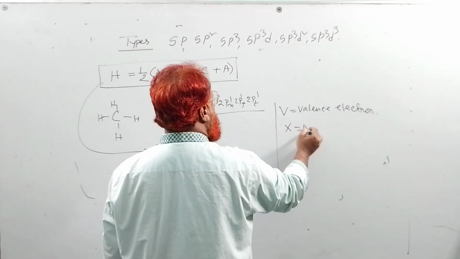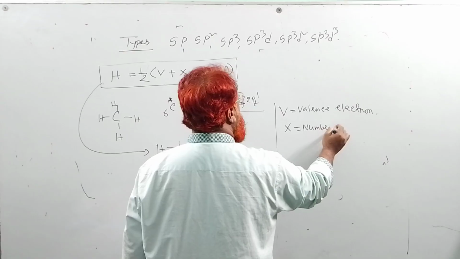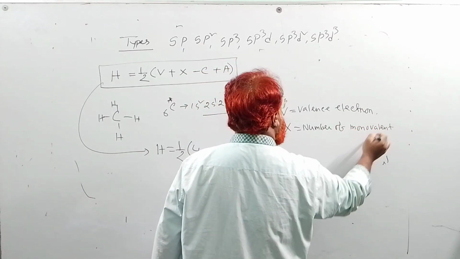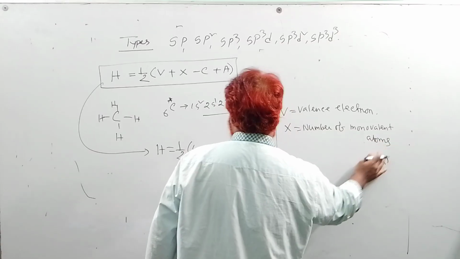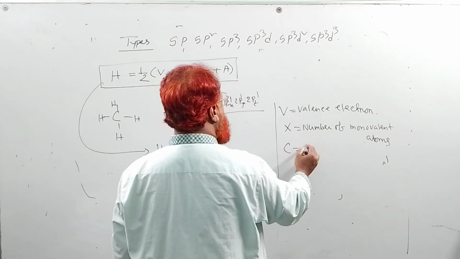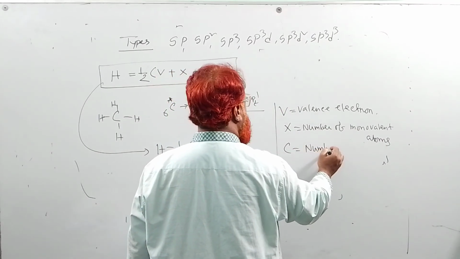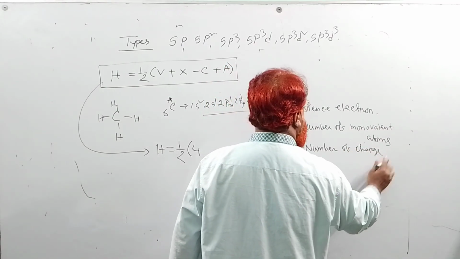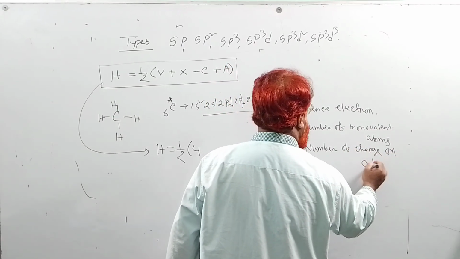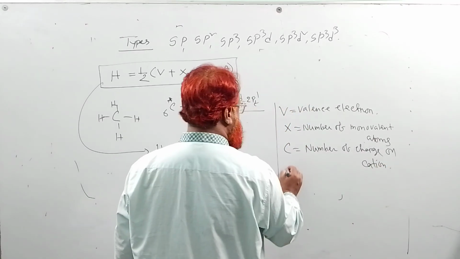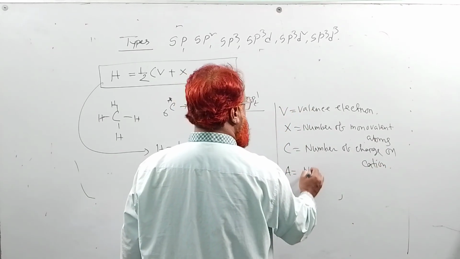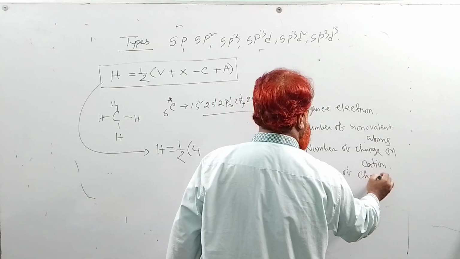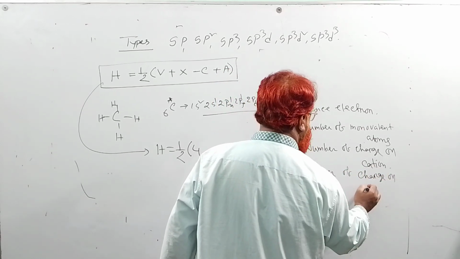X is what? Number of monovalent atoms. C is what? Number of charge on cation. A is what? Number of charge on anion.